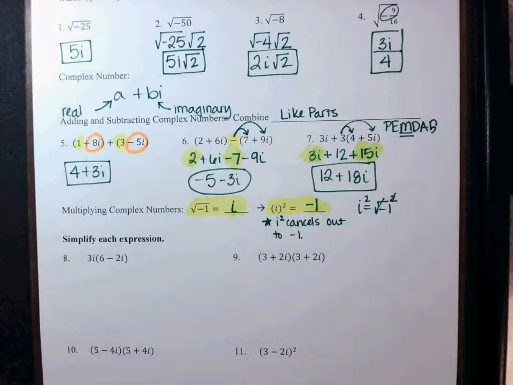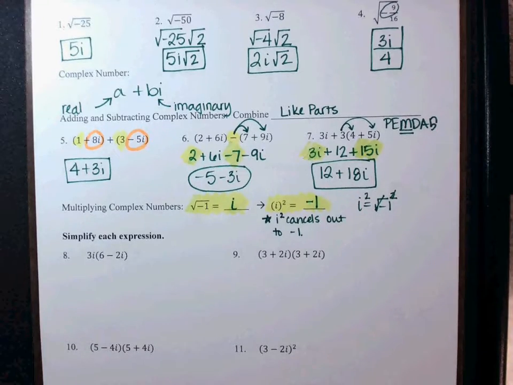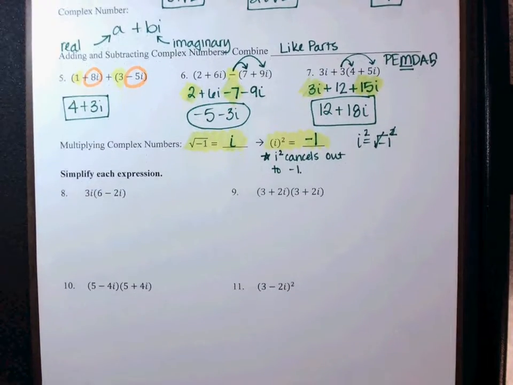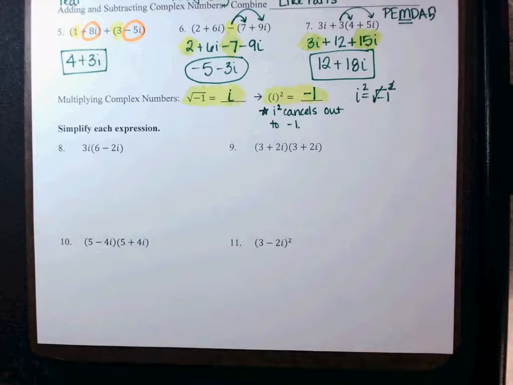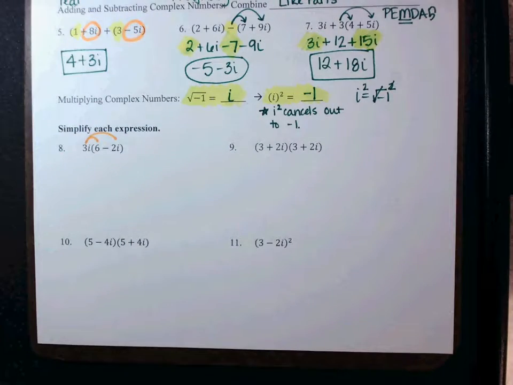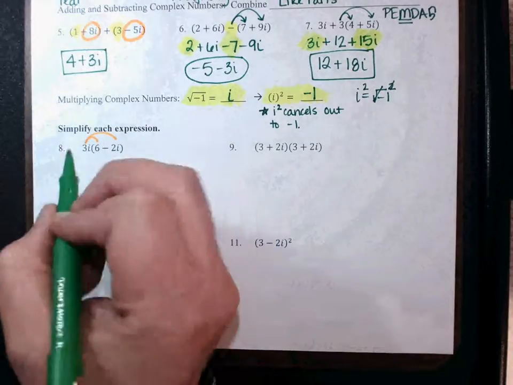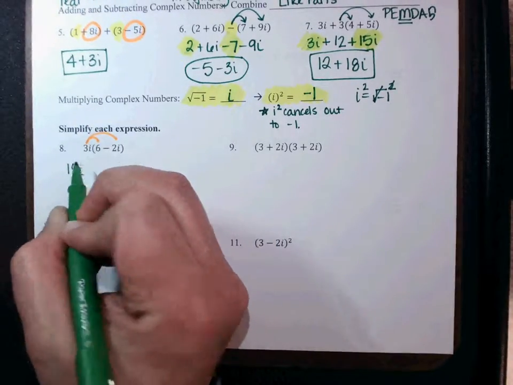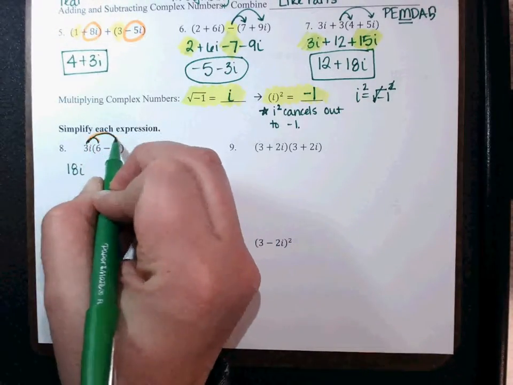I squared cancels out to a -1, and there are no more i's in that term. Okay, so let's look at number 8. I'm going to distribute the 3i to the 6 and the -2i. What is 3i times 6? 18i.